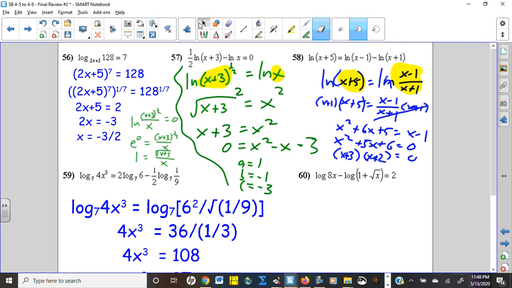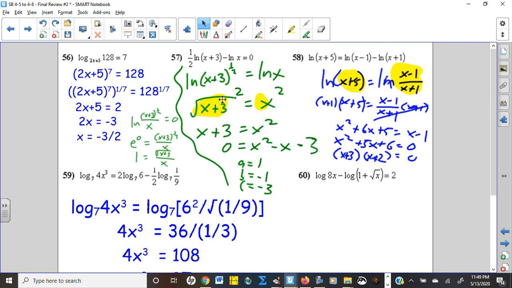57 is the next problem, and this one looks like you have logs on one side and not on the other, so we could simplify it, but it's probably easier to just add the natural log of x, which is negative, to the other side, and then I have log of this equals log of that. I did have to pull this 1/2 in as an exponent, which means square root, right? So the square root of x plus 3 is equal to x.